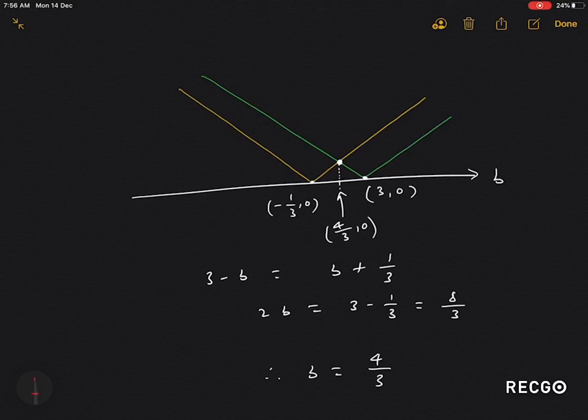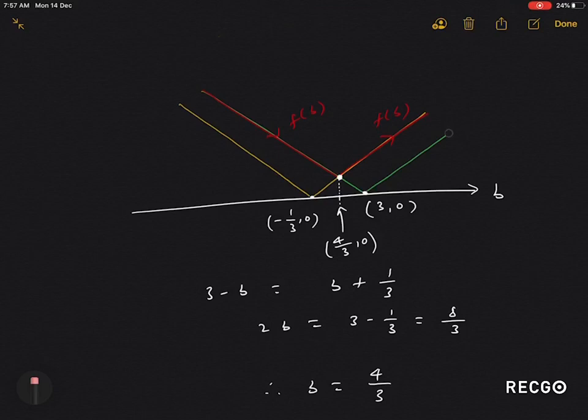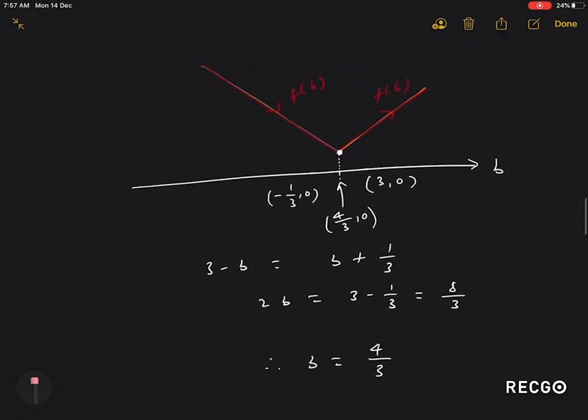as you can see, for b less than 4 by 3, the green graph is the maximum, as I am drawing with the red line, and for b greater than 4 by 3, the yellow line is the maximum. So this is actually the graph of f of b. Now other parts are redundant, so I am removing the other parts. So removing the other parts, we are getting this graph.